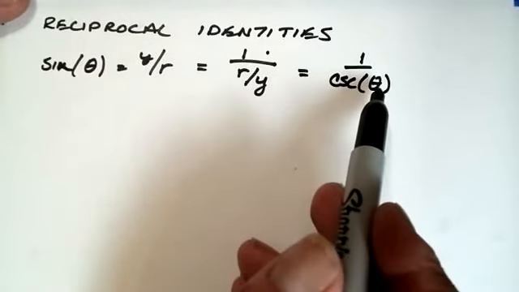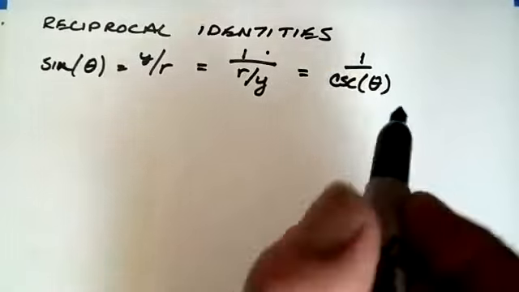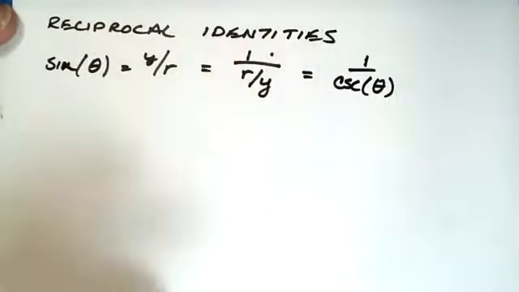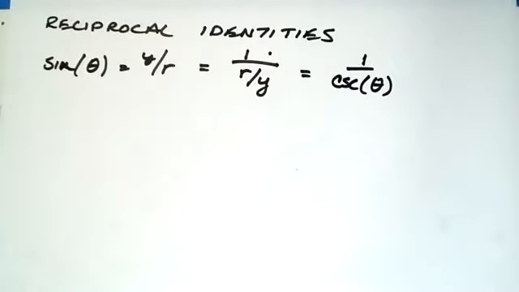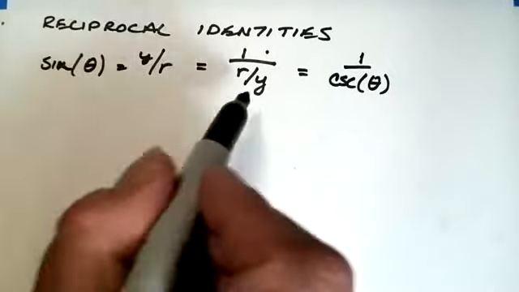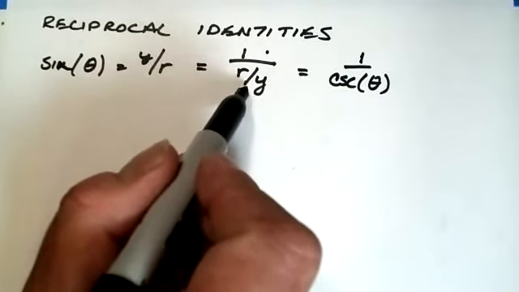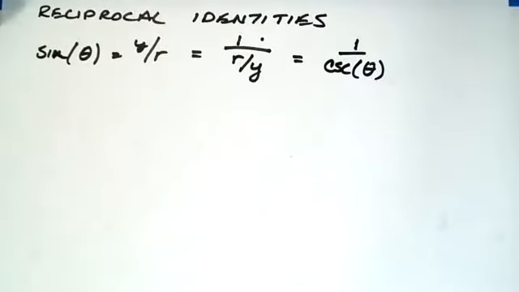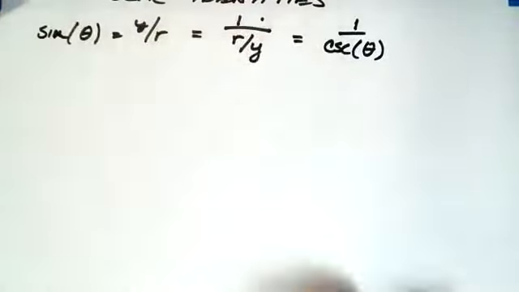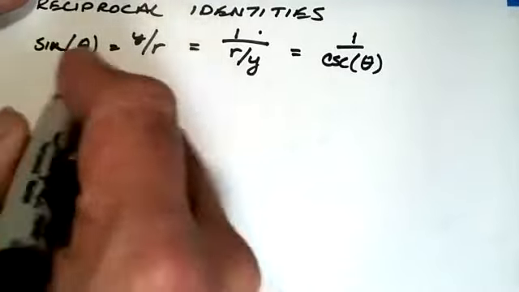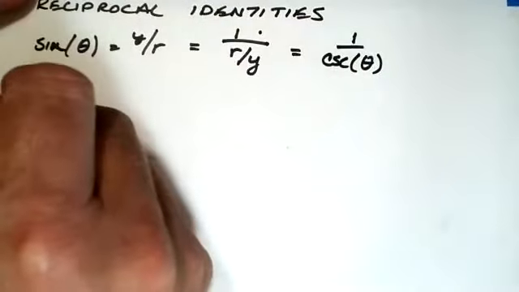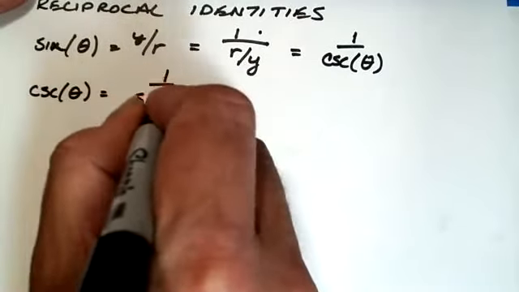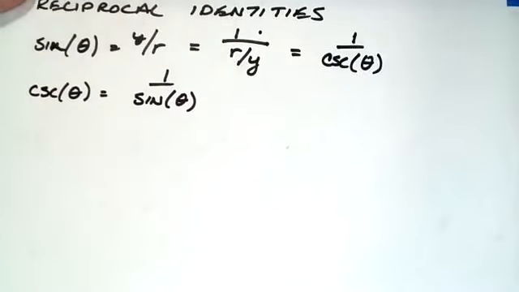Sine of theta is the reciprocal of cosecant of theta, provided that this is defined, because it is possible for cosecant to be undefined. And that's just because for a 0 or 180-degree angle, y is actually 0. But be that as it may, here's your first reciprocal identity. But note that that means that automatically cosecant is 1 over sine of theta, again, provided that they are defined.